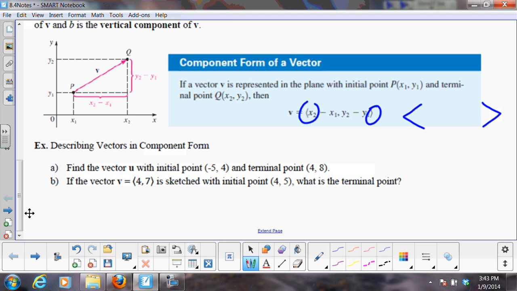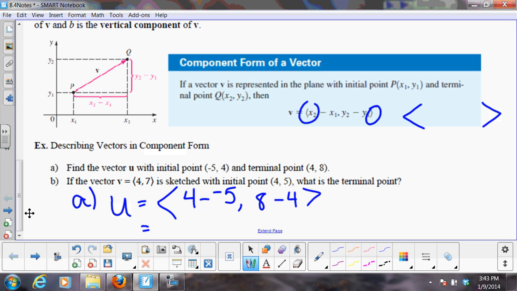So if we come down to our first example, it says find the vector u with the initial point -5, 4 and terminal point 4, 8. So I'm going to label it u. This is for part A. So now we're using our little arrowheads. And it's always terminal minus initial. Always. Terminal minus initial. So it'll be 4 minus -5 for the x's, and then 8 minus 4 for the y's. 4 minus -5 will give us 9, and 8 minus 4 is 4. So our component form for vector u is <9, 4>.